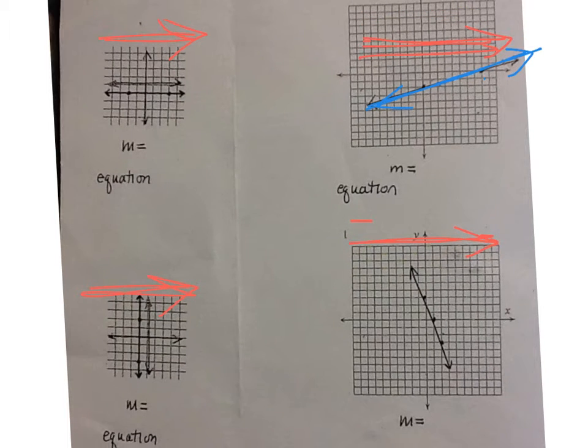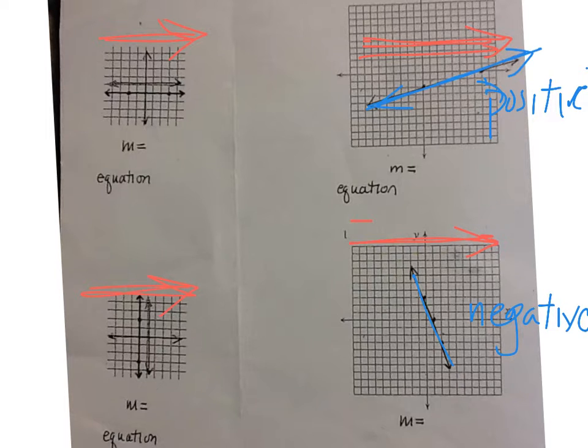So there are 4 kinds of slopes. We always read a graph from left to right, right? From left to right, from left to right. And this particular one, since it's heading up, is considered positive. This one's heading down, so it's negative.